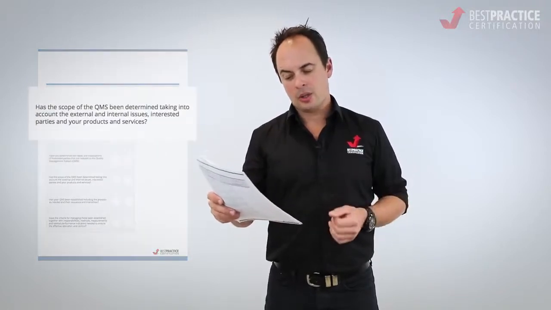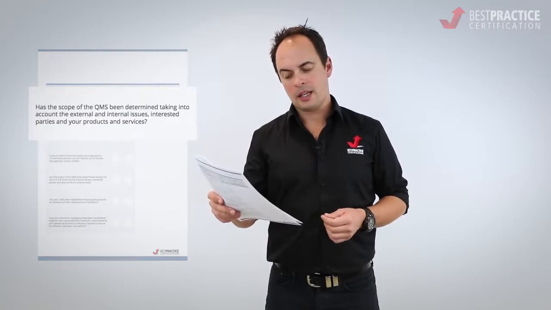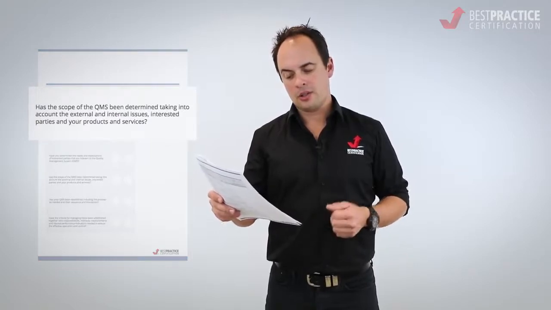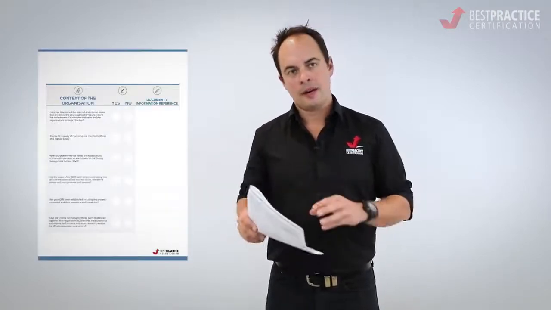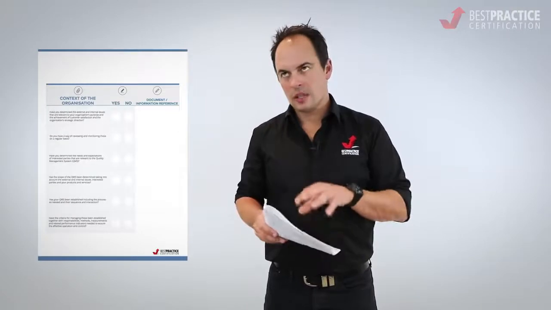Has the scope of the quality management system been determined, taking into account internal and external issues, interested parties and products and services? So it is important to understand what is the scope. Now, a lot of people do get caught up and struggle with this particular requirement, but let's just talk about your business plan. You've got a business plan. What part of your business or what parts of your business does your business plan relate to? And so if it relates to the whole business, then the scope here is the whole business.